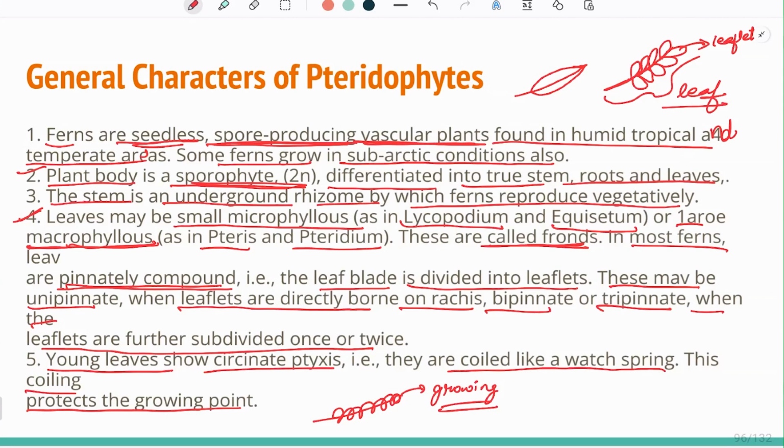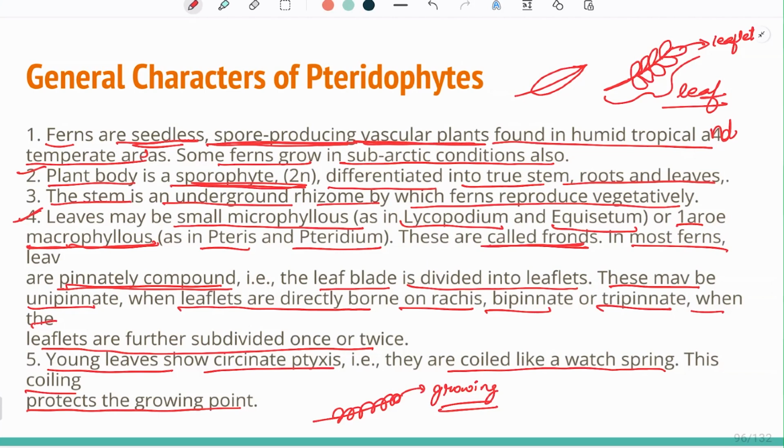That is the reason why they are usually used as an ornamental plant. The ferns are seedless and spore-producing vascular plants found in humid, tropical, and temperate areas. They are usually found in cool places, as in hilly areas and mountains. The plant body is sporophytic, which is different from the other two which we have studied up till now.